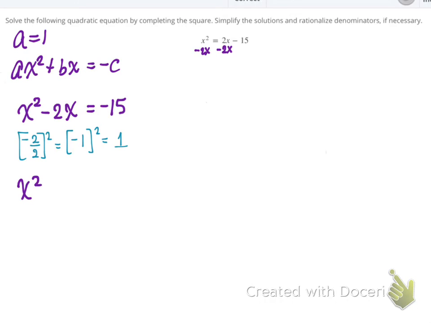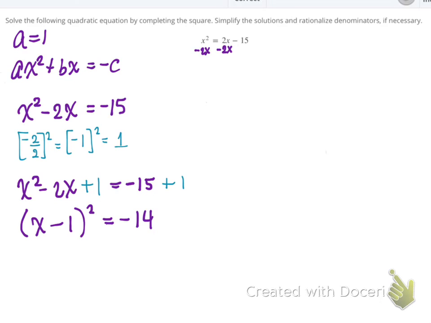This is x squared minus 2x plus 1 equals -15 plus 1. On the left, I have a perfect square trinomial. This is going to give me x minus 1 quantity squared equals -14.